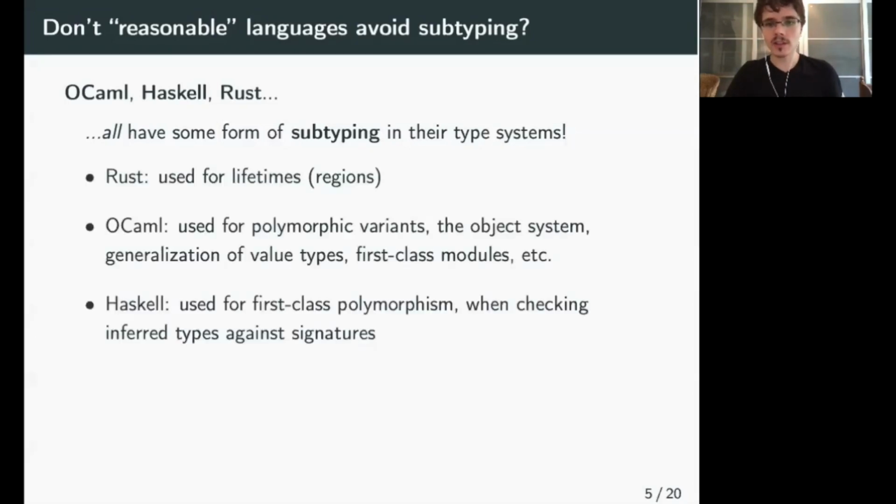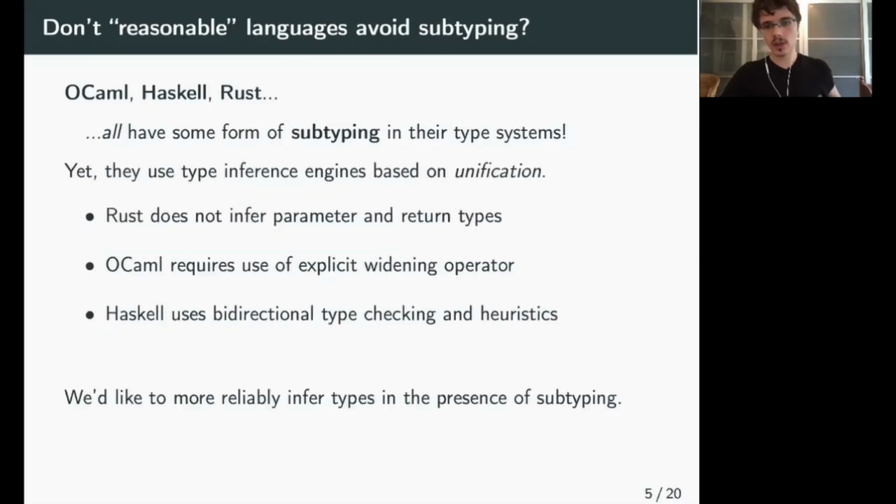In Rust, subtyping is used to relate allocation lifetimes. In OCaml, where subtyping is explicit, it is used in many places, such as polymorphic variants, first-class modules, and the object system. In Haskell, subtyping is used in the context of first-class polymorphism to check inferred types against signatures. Yet all these languages use type inference engines based on unification, which does not handle subtyping well and limits its applicability. What we'd really like is a way of integrating subtyping in ML-style type inference more consistently and reliably.